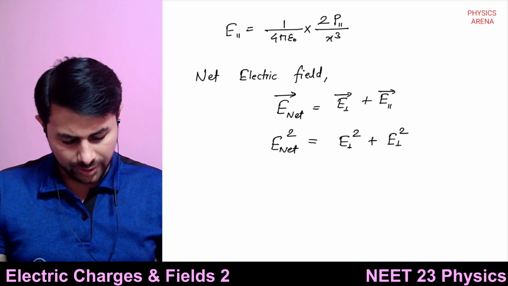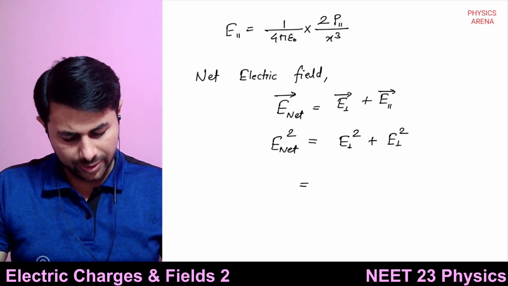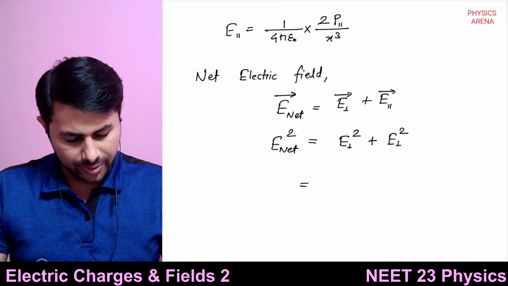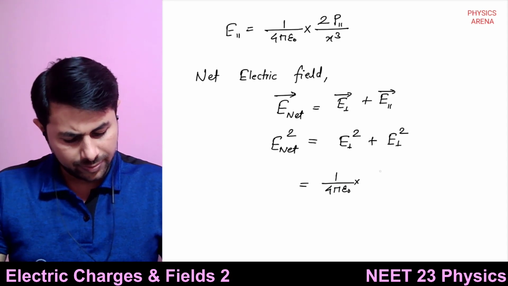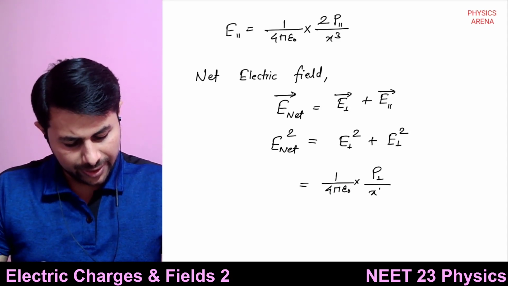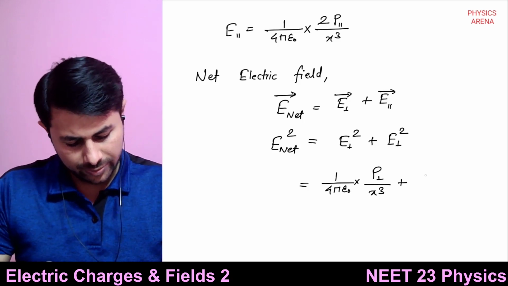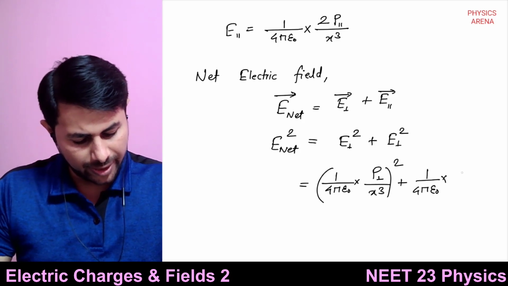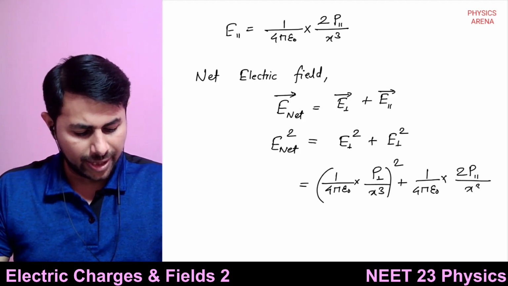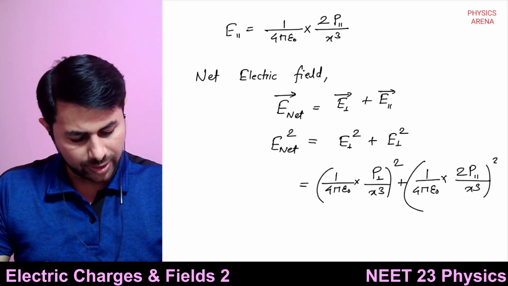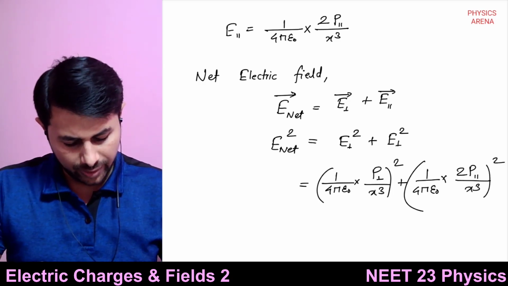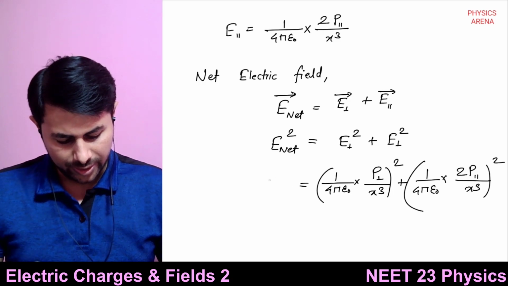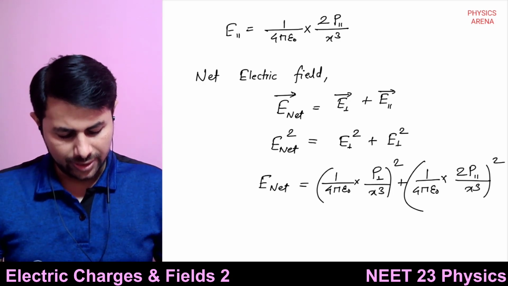Okay. And how much is E perpendicular? E perpendicular is 1 upon 4 pi epsilon naught P perpendicular divided by x cube. Plus you have square of this plus 1 upon 4 pi epsilon naught multiplied by 2 times P parallel divided by x cube. And we have square of this one also. Okay. This is E net square. We want square root of that. So we want E net, which would be square root of that.